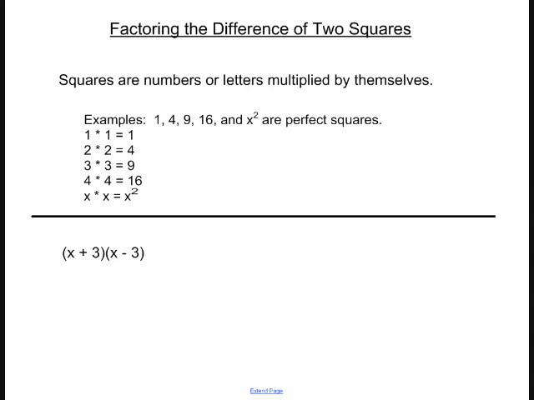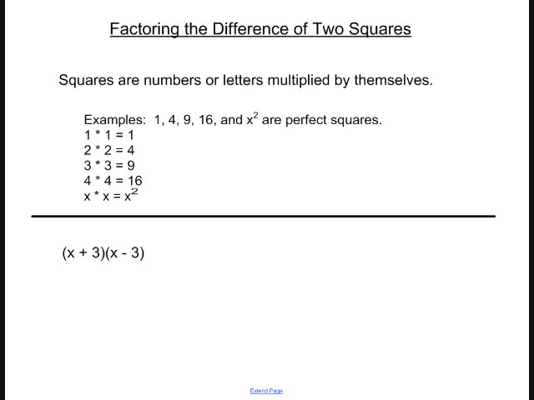We're going to take a look at factoring the difference of two squares. The first thing that we have to know in order to factor the difference of two squares is we have to be able to recognize what squares are. And so the first thing I want to take a look at is that squares are numbers or letters that are multiplied by themselves. Some examples are 1, 4, 9, 16, and x squared.